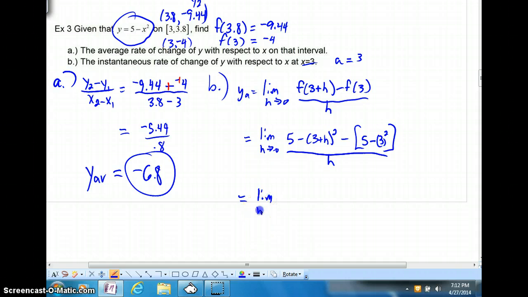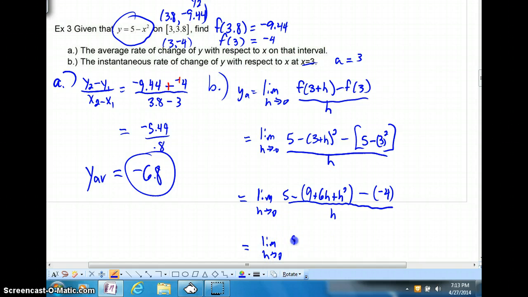So what we get is, distributing 3 plus h to itself, we'll get 9 plus 6h plus h squared. We're going to have to distribute a negative in there. By the way, 3 squared is 9. 5 minus 9, of course, is going to be negative 4. You could just put that in here if you'd like. And then we just have to clean this all up. Let's continue to do that.